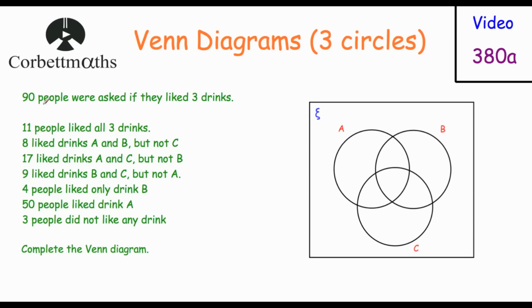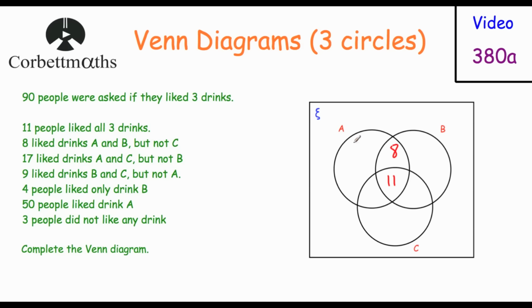And the question says 90 people were asked if they liked 3 drinks. So we've got drink A, drink B, and drink C. And 11 people liked all 3 drinks. So let's put that on the Venn diagram. They like all 3 drinks, so that's going to be 11 people in the middle. 8 people liked drinks A and B, but not C. So they like A and B, so they're going to be in the middle of A and B, so here, but not C, so it's going to be here.